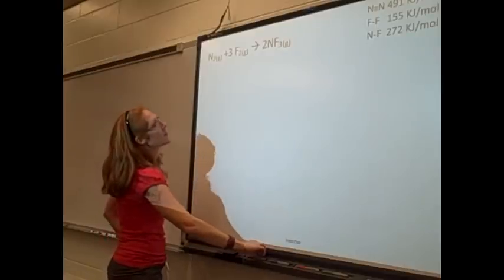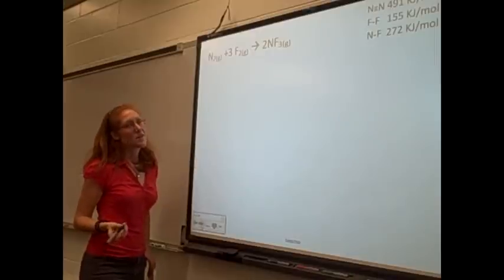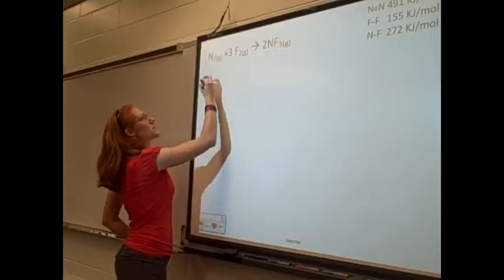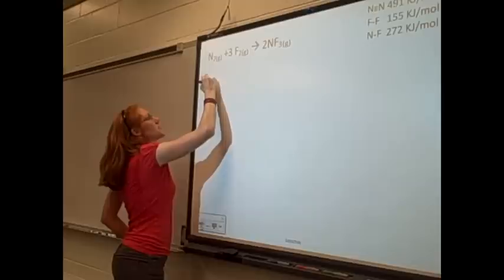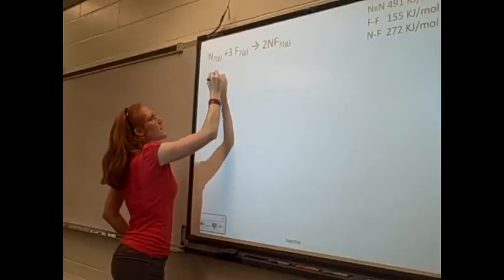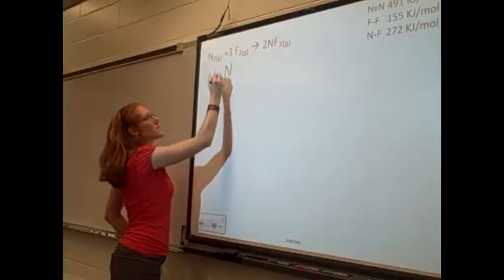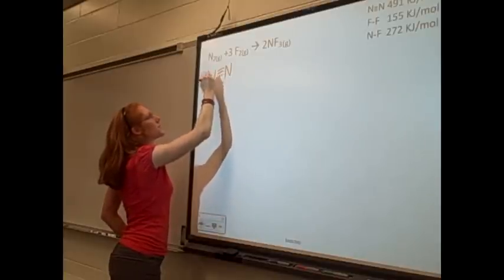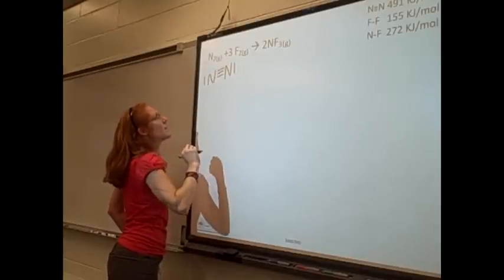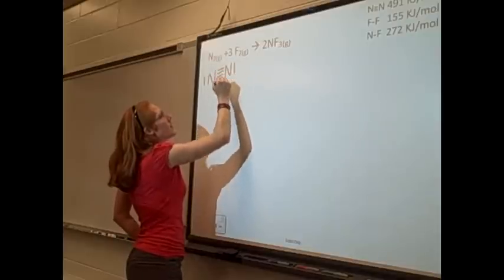So for this one, the first thing I have to do is know what my molecule is. So I have to draw my Lewis dot structure for nitrogen. Nitrogen has 5 valence electrons, so I'm going to have 10 valence electrons altogether. So there's 2, 4, 6, 8, 10. So there's a triple bond.